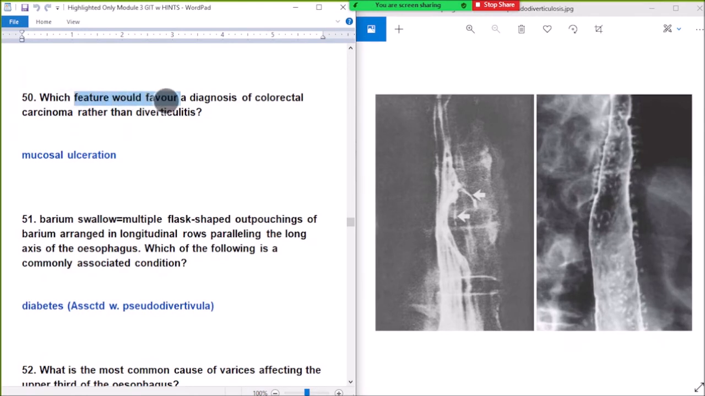Question 50. Which feature favors diagnosis of colorectal carcinoma rather than diverticulitis? Mucosal ulceration. In colorectal carcinoma, rather than diverticulitis, there will be mucosal ulceration.